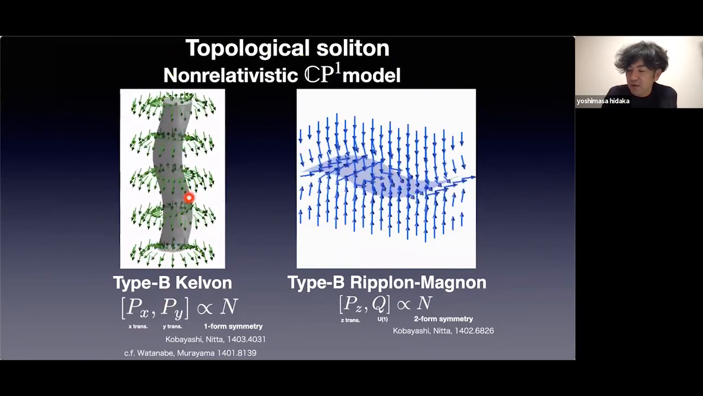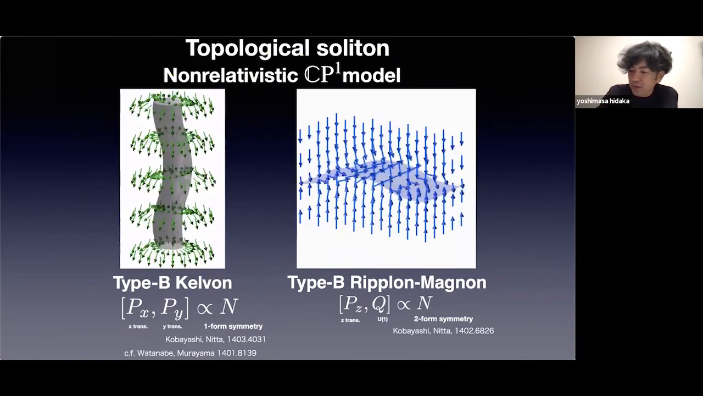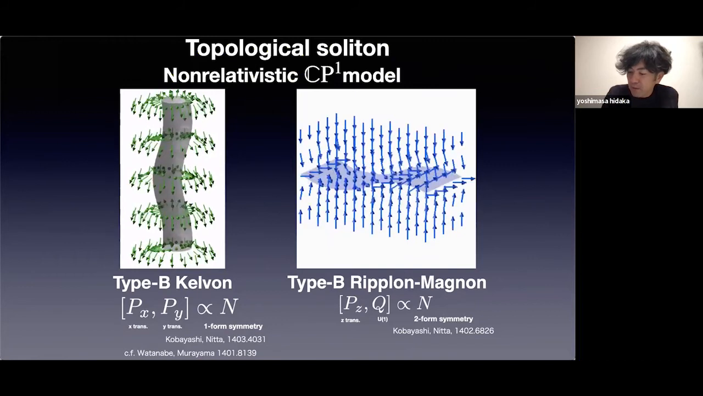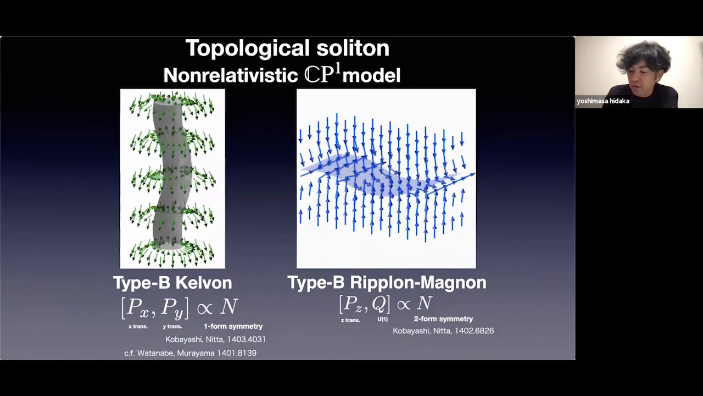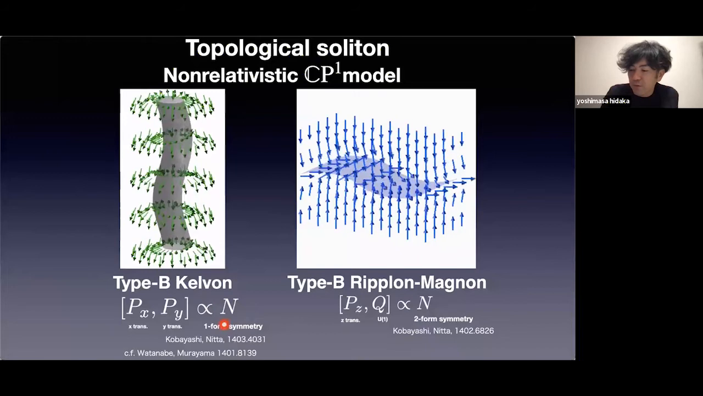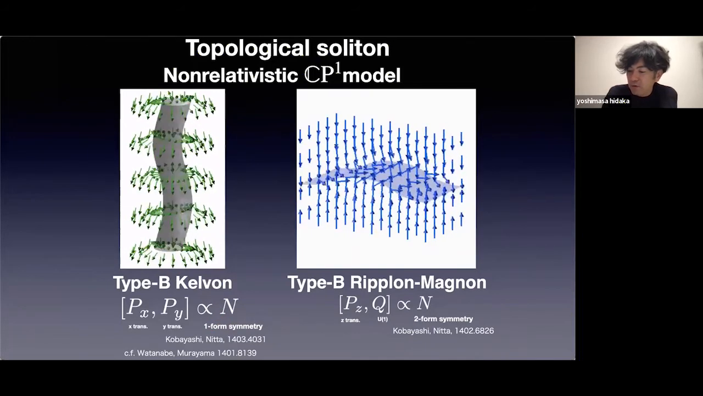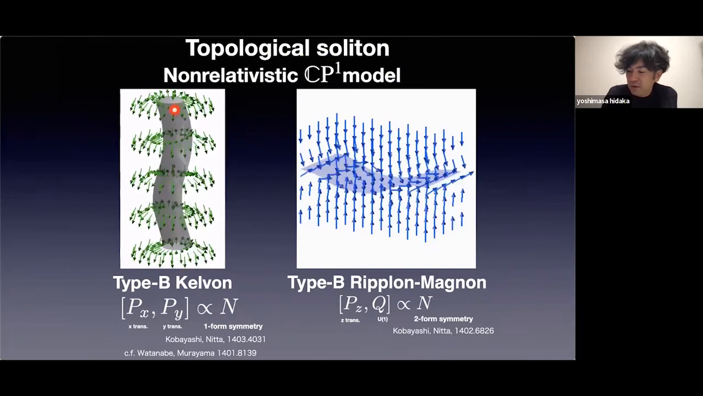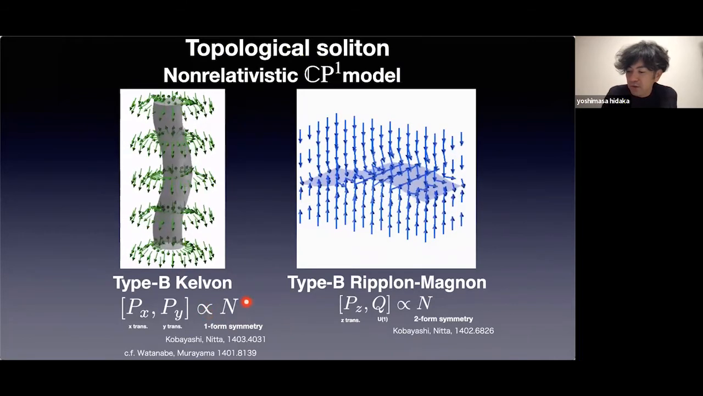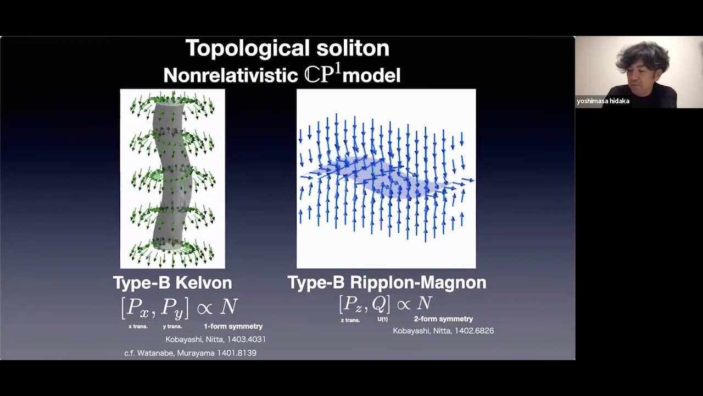So in this case, the x-axis and y-axis symmetry is broken. In this particular system, the commutation relation of translation is non-zero. That's proportional to the quantum number of this vortex. So that is one form symmetry. Since the vortex exists, this right-hand side is non-vanishing, so this is a signal of the type B, because the expectation value of the commutator is non-vanishing.